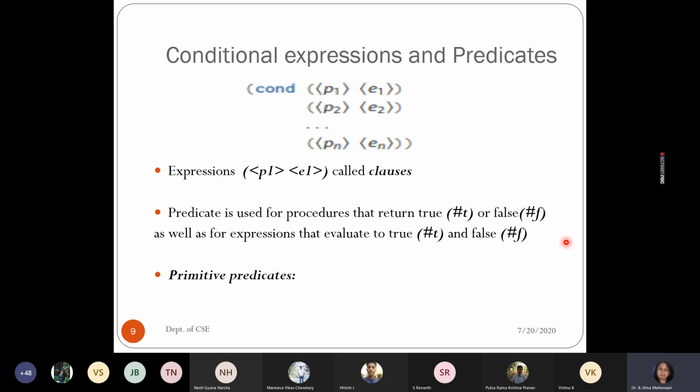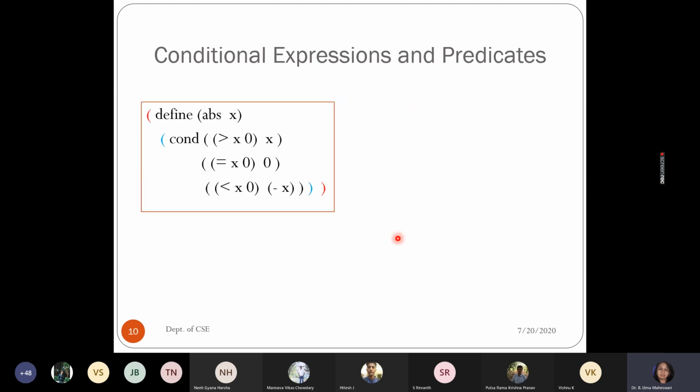Let us look at how to write predicates. It is all a combination of relational expressions. You can have a greater than symbol, less than symbol, and equal. You can also ask me, can we write a logical expression by using and, or, not? Yes, it is also possible.